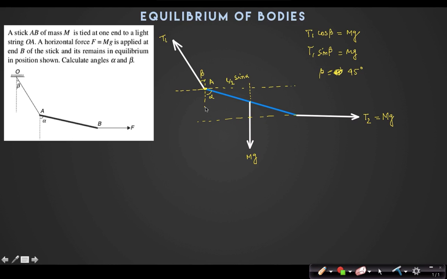Sir, can you please repeat from the last line? I have to find torque about this point A, so I have to find the perpendicular distance from A to the line of action of this mg and this mg. Okay, sir. So this is L by 2, so that must be L by 2 sin alpha, and this is L by 2 cos alpha. That is L cos alpha, yes. It is L cos alpha.